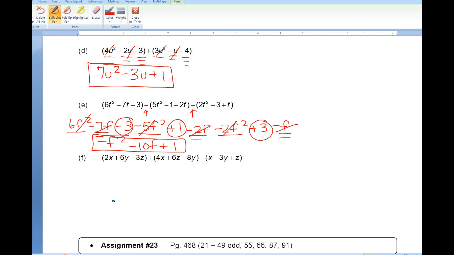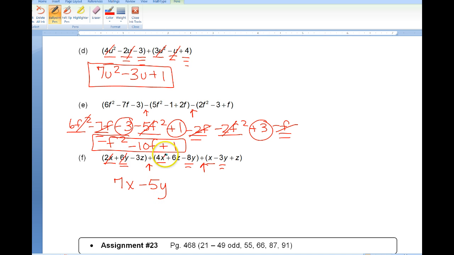And now our final example of adding and subtracting polynomials is an adding. These are all being added, so I'm just going to find all of my like terms. So let's start with x. 2x plus 4x plus x: 2 and 4 is 6, and 1 is 7x. Then we have 6y minus 8y minus 3y. 6y minus 8y is negative 2y, minus 3y is negative 5y.